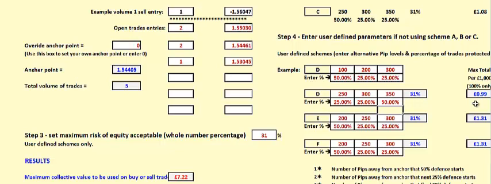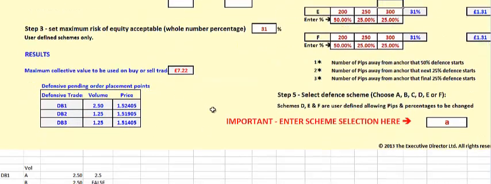And that's it. So basically, you input your trade entry points and volumes into this. You input your equity. You decide on the scheme that you want to use to defend your trades, and then you're given a set of results at which you'll draw some lines onto your trading screen, and you can then set pending orders at those lines so that defenses cut in automatically at the appropriate places. So that's a quick overview of how to use my risk management tool.